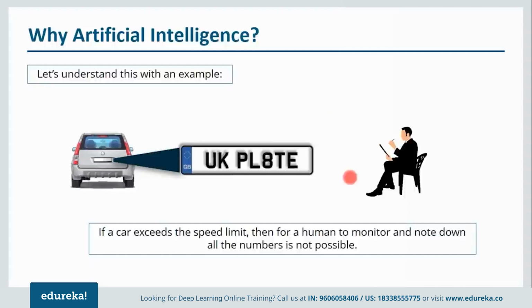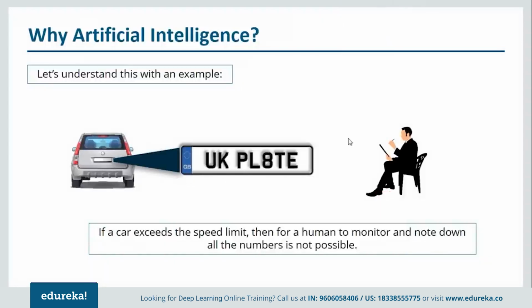Do you think that there's a person sitting in a chair and actually noting down all the number plates that cross the speed limit? Well, that is not possible because there might be millions of cars that pass through that road, and at once, many cars will be passing through. So for a human being to do this task is next to impossible.